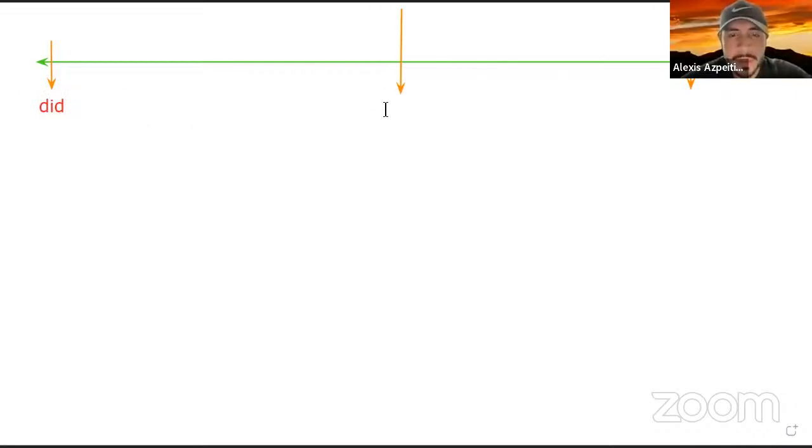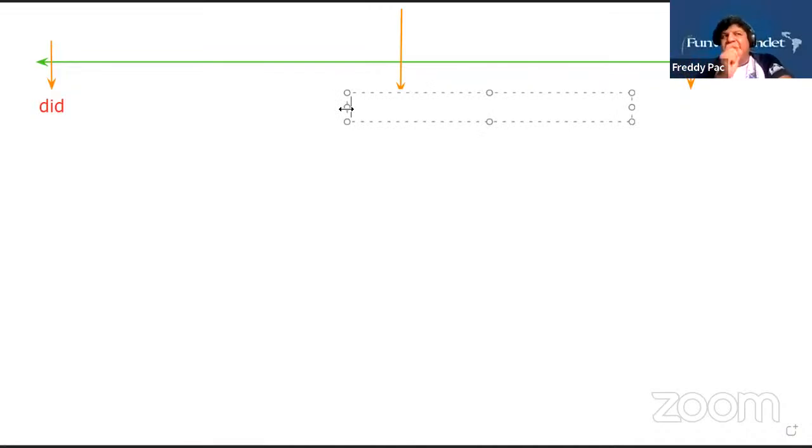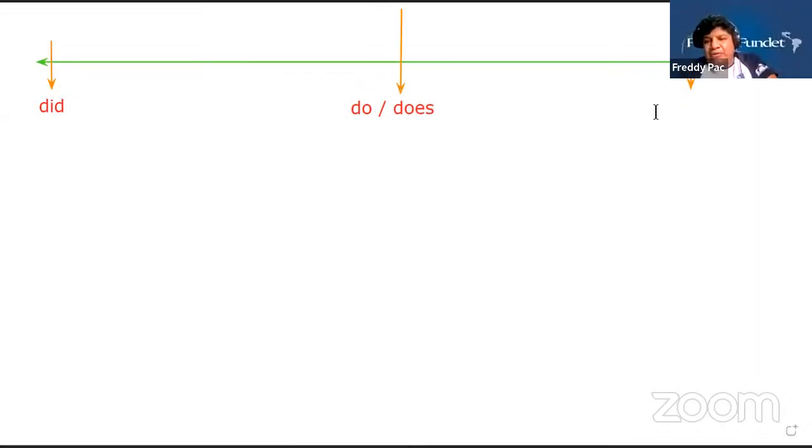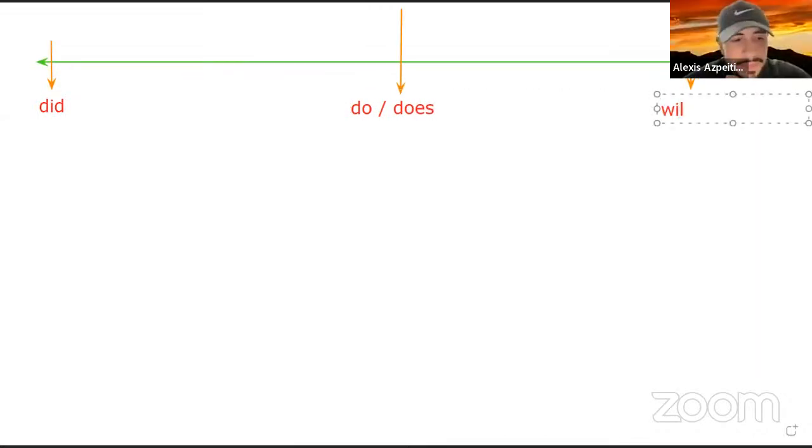But in simple present, what is the auxiliary that we were using? Verb to be. The verb to be, that is one, but we are going to talk about the verb to be later. Right now, let's talk about the auxiliary. So right now it is do, and we were using a different auxiliary for third person. And what is that? Does. Okay? And in the future, guys, we were using will or going to, okay?